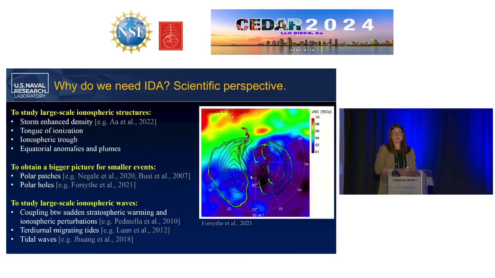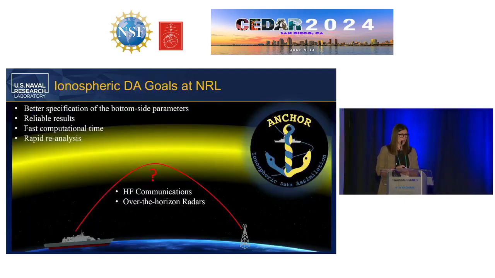Coming back to the Navy, we had certain goals for a new data assimilation system for the ionosphere. Since we need ionospheric data assimilation to nowcast the bottom side of the ionospheric density, we needed to do a better job of specifying bottom side ionospheric parameters.